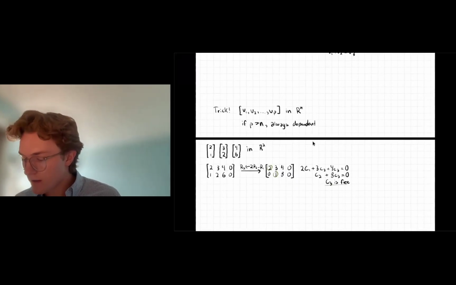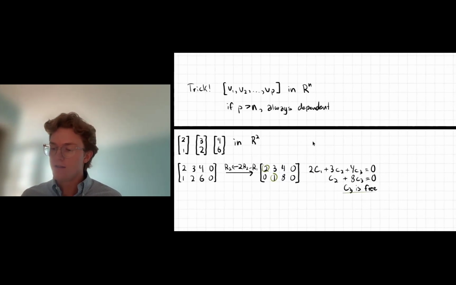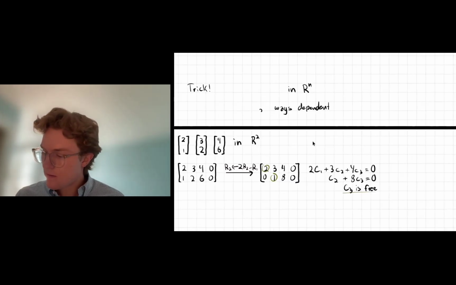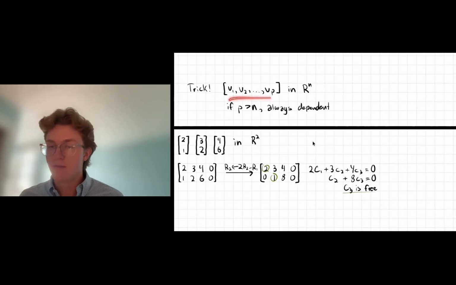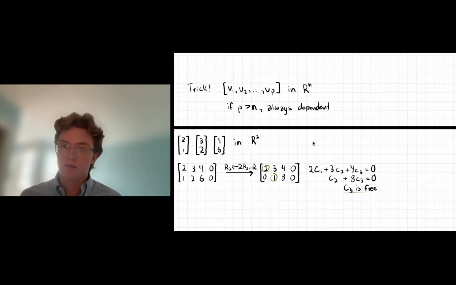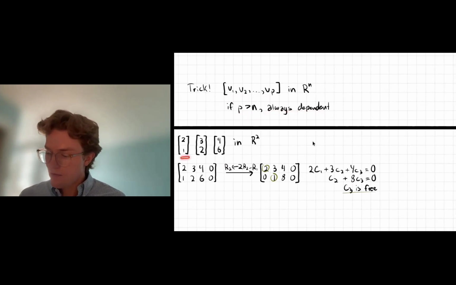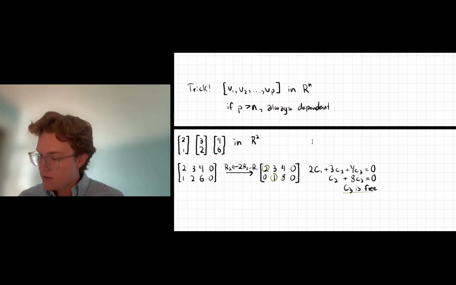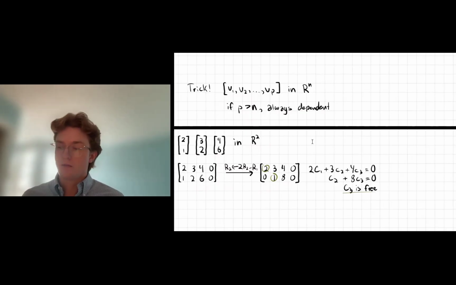So one quick trick that can help you solve these more quickly is this: if you have a set of vectors v1 through vp in some space R^n, and p is greater than n, meaning there are more vectors than the size of your space, then it's always going to be linearly dependent. Now if we look at an example here, we have three vectors and a space of R^2. We row reduce our augmented matrix here, and we see that we have a free variable c3.